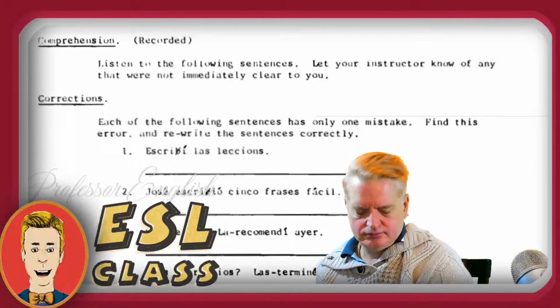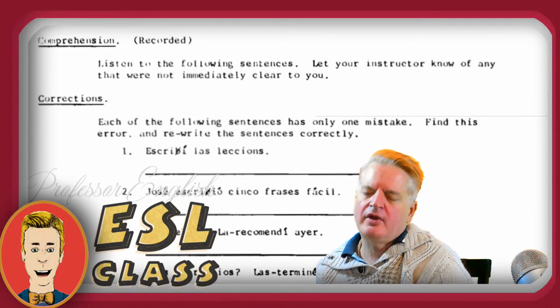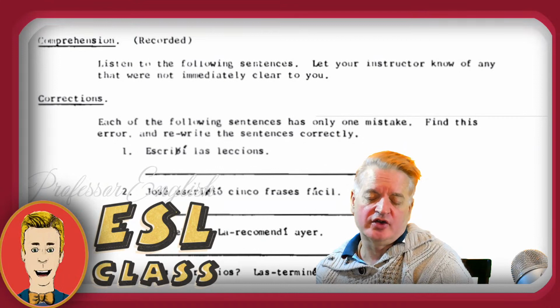Number 53. Nora y María no eran altas cuando eran niñas, pero ahora son altas. These are getting long. So when Nora and Maria were kids, they weren't tall, but now they're tall.